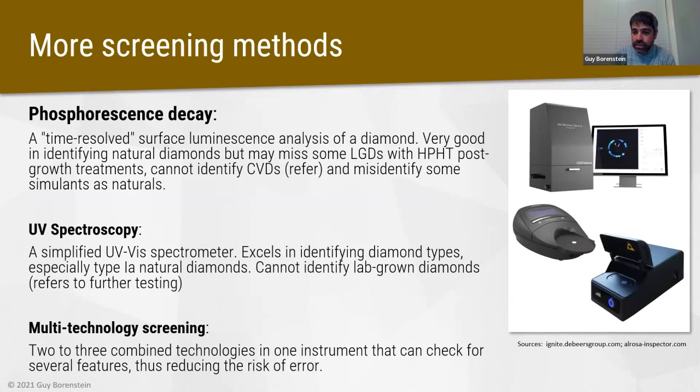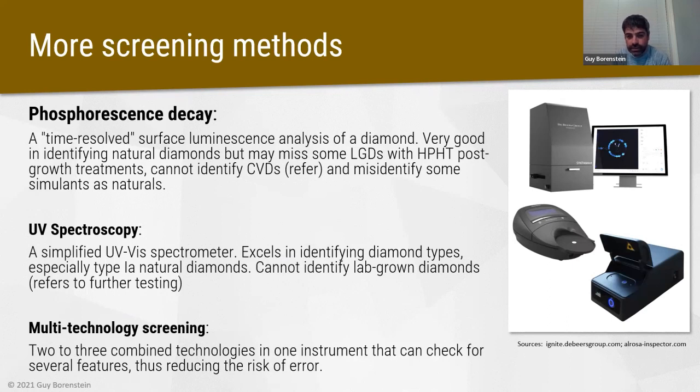Other screening methods that I will just mention briefly: we have phosphorescence decay. It's a technique that checks the change in luminescence, the change in the fluorescence of a diamond, in microseconds, meaning the changes that happen in the first milliseconds of every fluorescence, something that we cannot catch by eye, but a camera can record it.